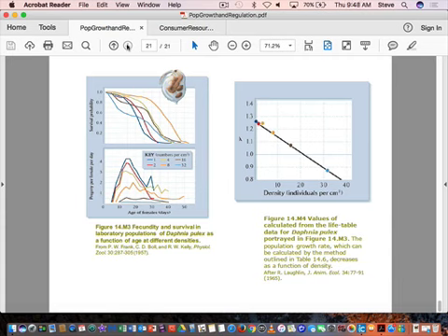Which one has the lowest? 32. How did they do? So those females survived. How'd they do in terms of offspring production? The big zero. They did not reproduce at all.